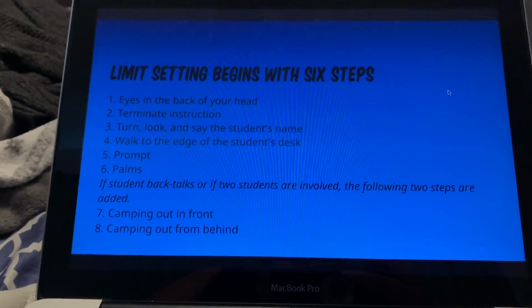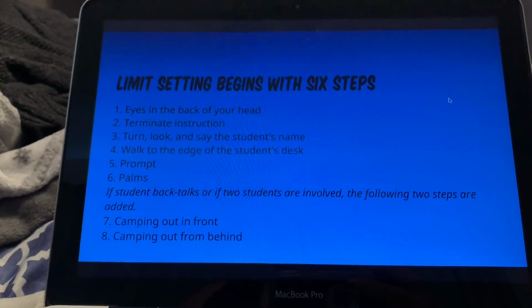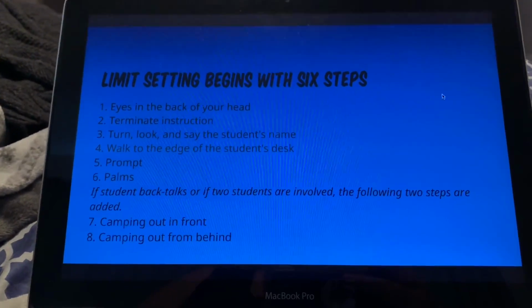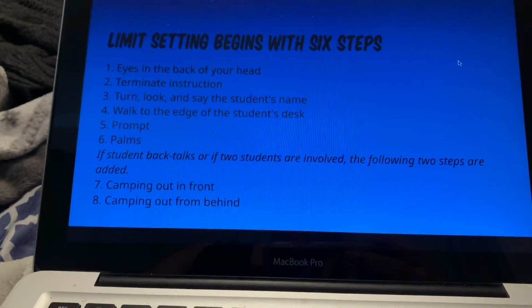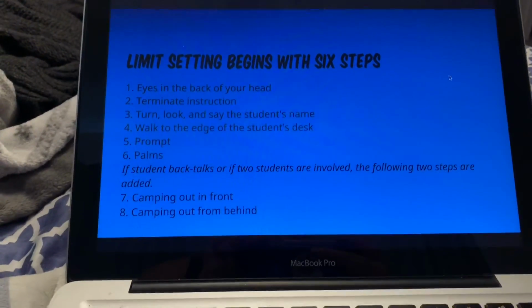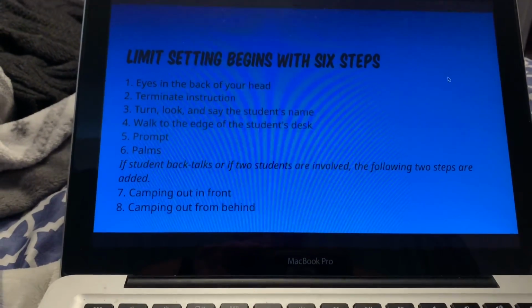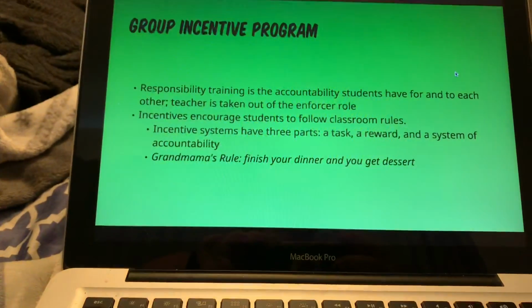So it just works because the students want the teacher out of their space, because students are constantly testing the limits that the teacher has set. And so these are important steps to go through and realize, and like how to get your students back on task. Okay, next is responsibility training.